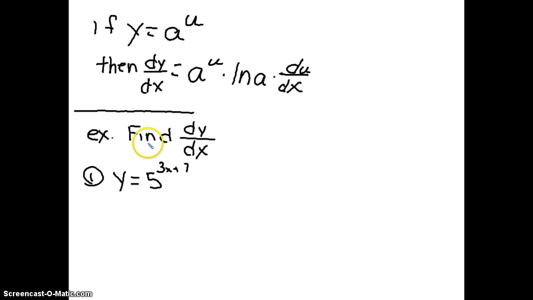What I don't want you to do is use the ln of both sides of this. I want you to remember this rule. The rule that you wrote on your note card, you have to remember it. You can't rely on taking the ln of both sides each time.